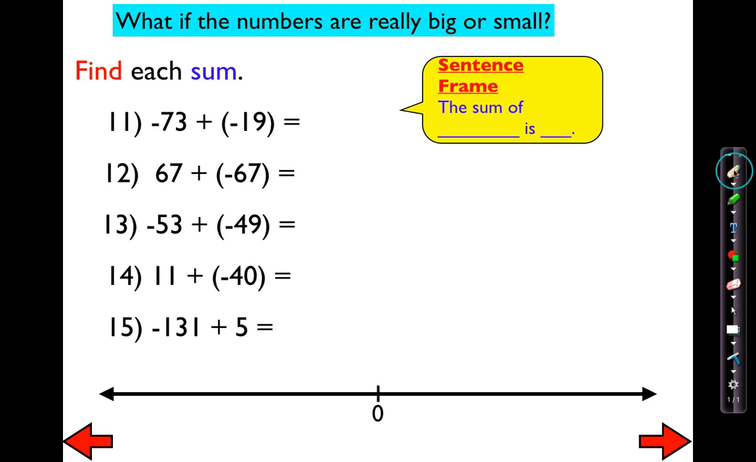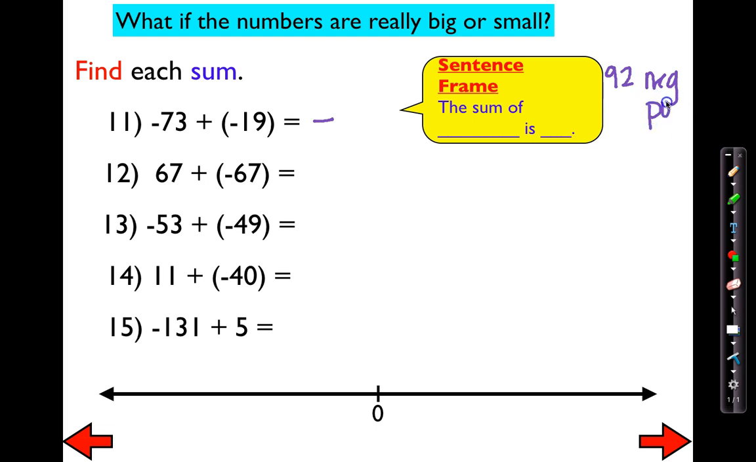Okay, so let's go over the answers. For number 11, were there more negatives or were there more positives? I would say negatives. Now here, let's think. Because there's more negatives, let's first take care of negatives. How many negatives were there? Well, there was 73 here and there was 19 here. So how many negatives altogether? Well, in order to figure out how many negatives there were altogether, I'm going to have to add them. So 73 plus 19 is going to give me 92 negatives.